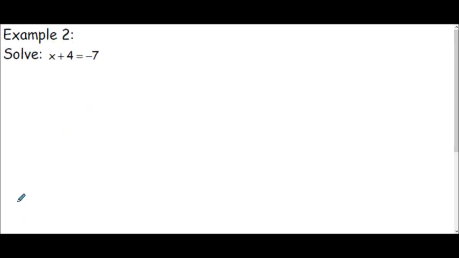Okay, I want you to try this example too, thinking about what we just did and what we just talked about with inverse operations, and enter your answer. Okay, just to clarify, we are solving for x. This is x plus 4, so that's addition. What is the inverse of addition? Subtraction. So I'm going to subtract 4 from both sides of my equation. Here's my big line to separate my step. My 4's cancel, and I have x equals, and when I combine this negative 7 and negative 4, I get negative 11. There's my answer.